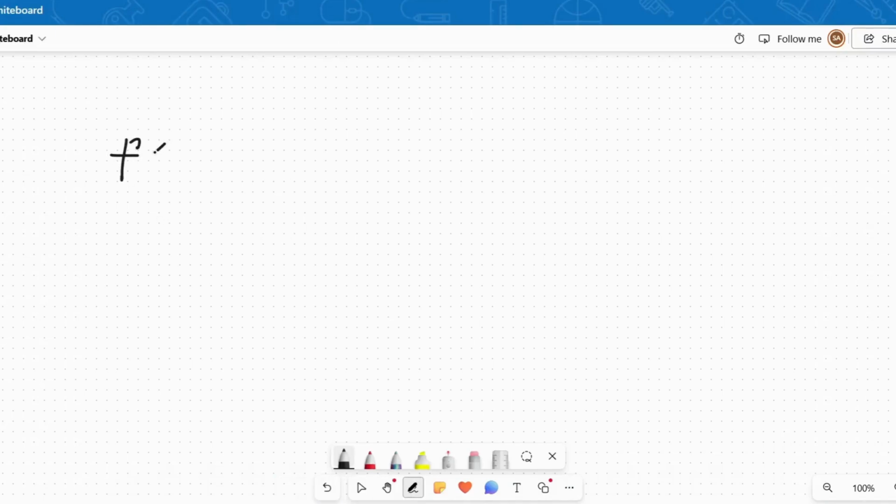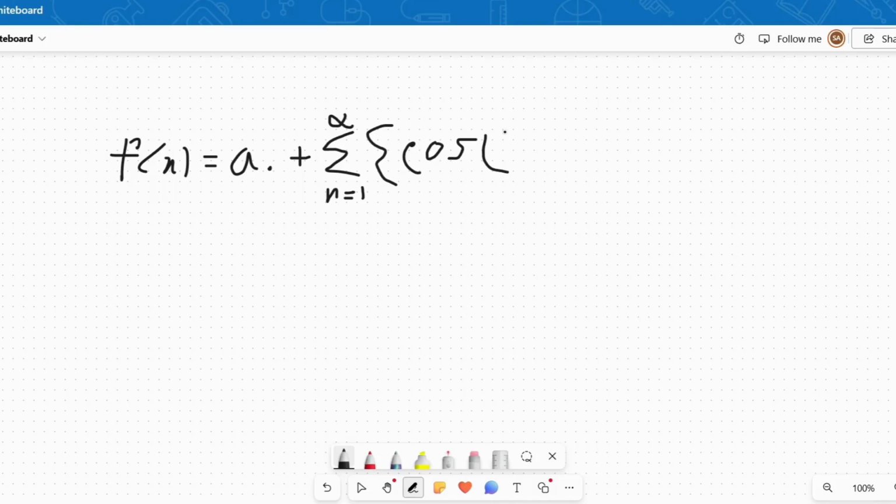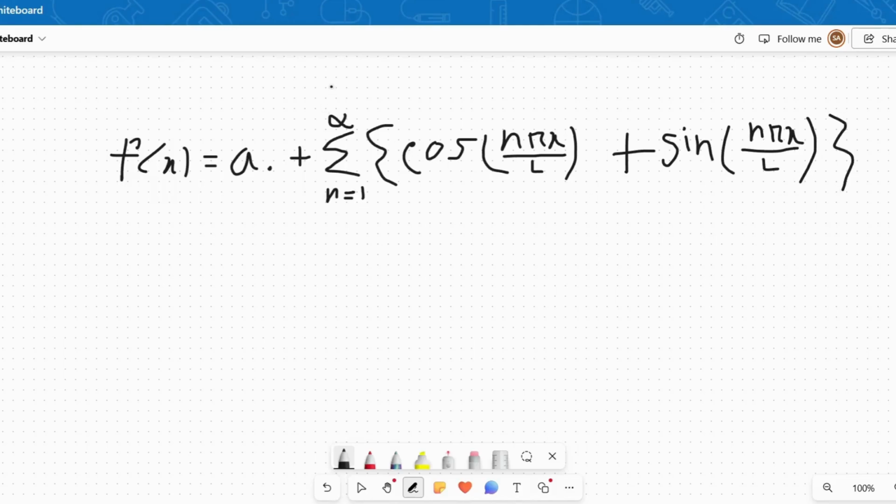Function f(x) is a naught plus summation, let's start with n to infinity, of cos, you can also call it cosine, n pi x divided by L, then plus sine n pi x divided by L. That is the total equation of the Fourier series.